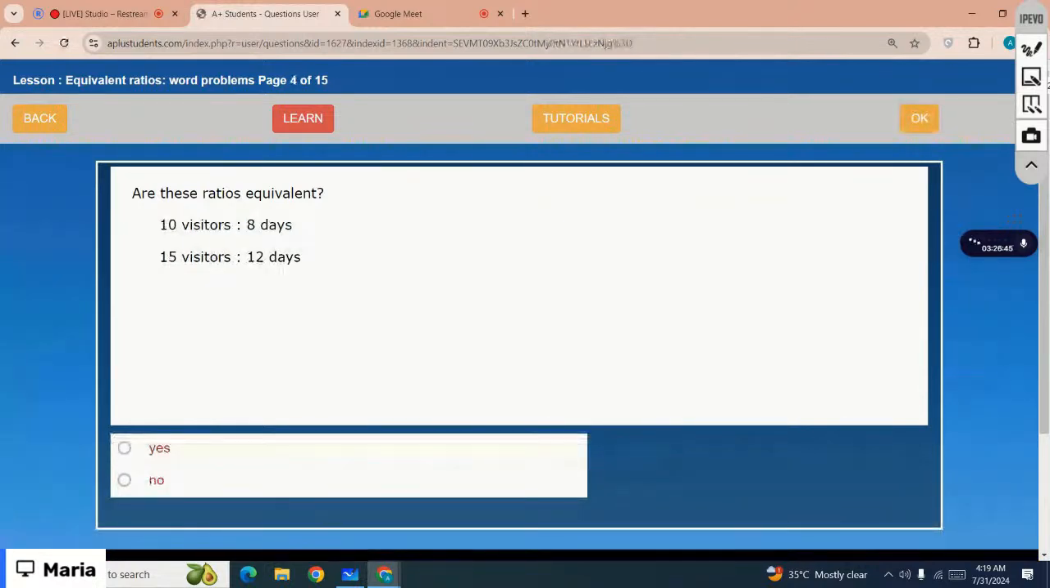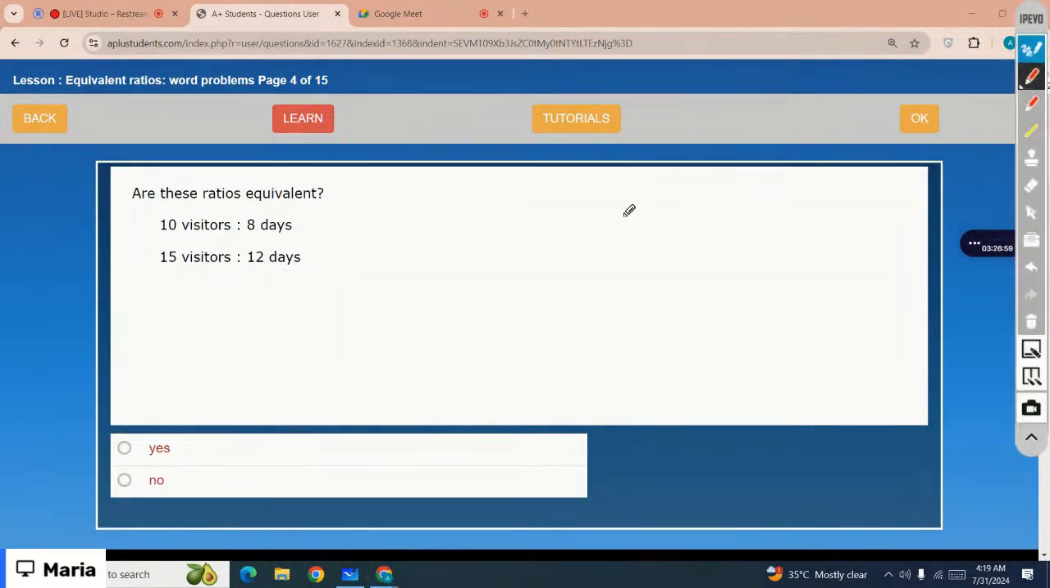Okay, are these ratios equivalent, 10 visitors to 8 days and 15 visitors to 12 days? Which is the correct option? Let's form a proportion, 10 to 8 and 15 to 12. Easy, as they form a proportion. The correct option is yes.